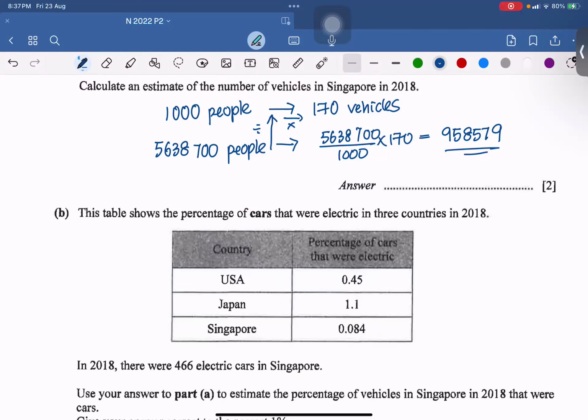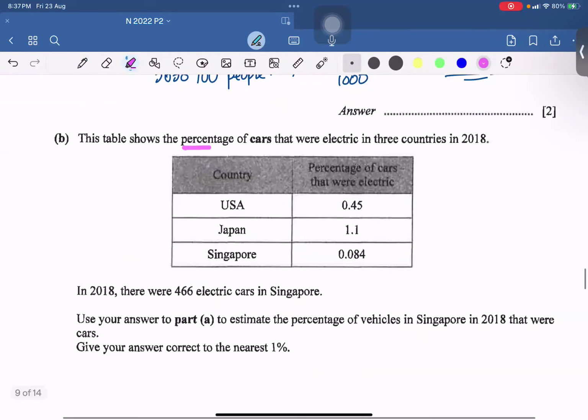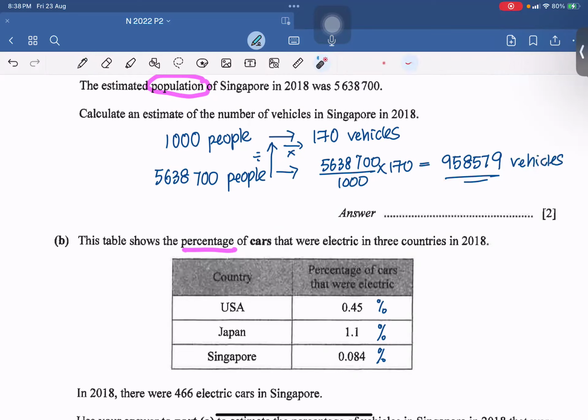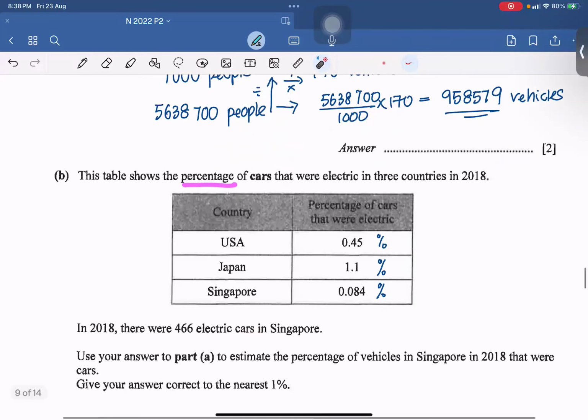Next, the table shows the percentage of cars. So all these are going to be in percentage. Percentage of cars that were electric. Have I found the total number of cars? This is my vehicles, right, in Singapore. So if they want a certain percentage, it will be percentage. Oh, but they only want cars. Vehicles means something general. So they only want particular cars that are electric.